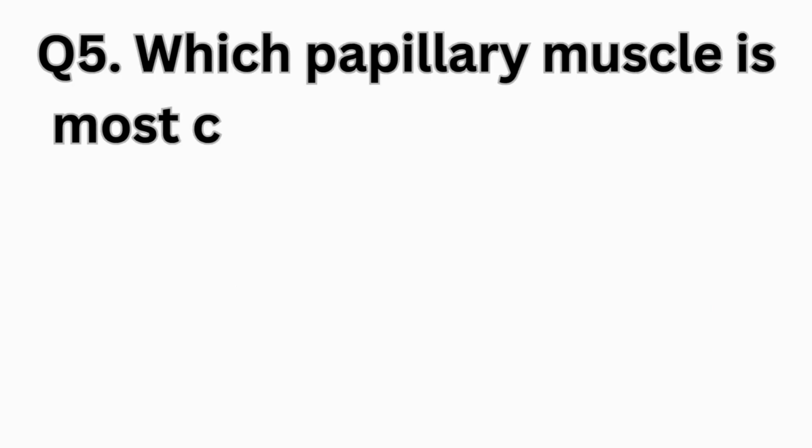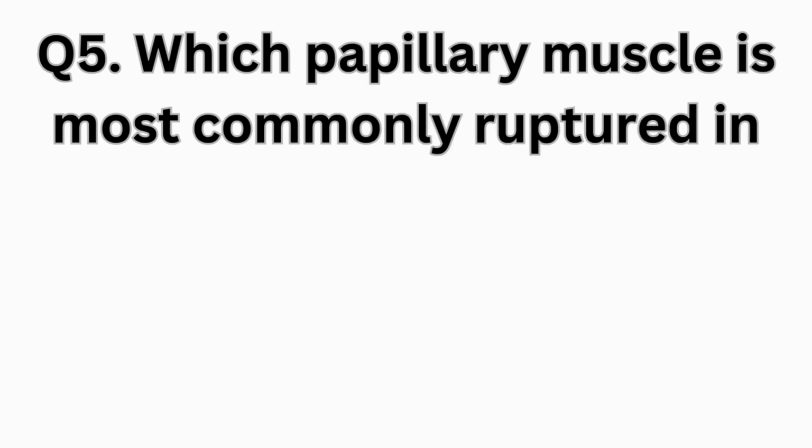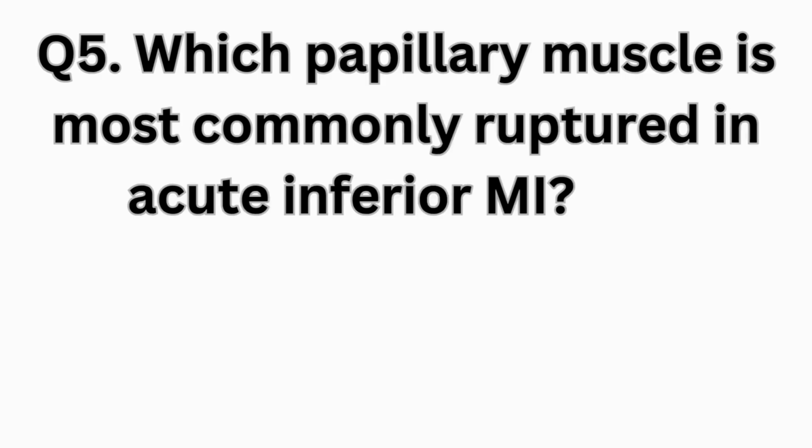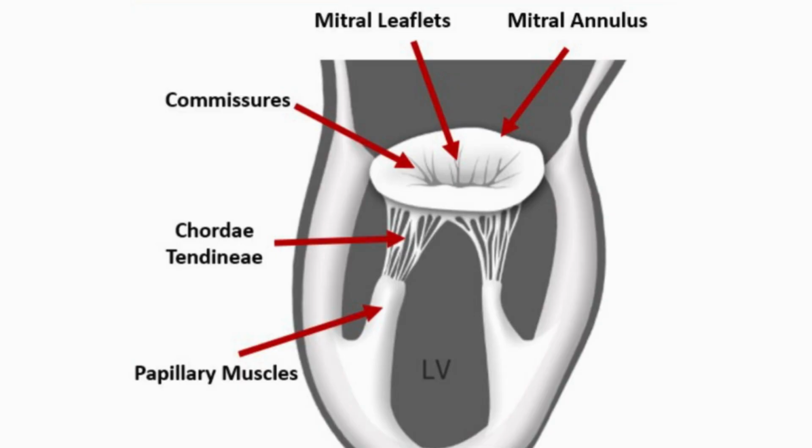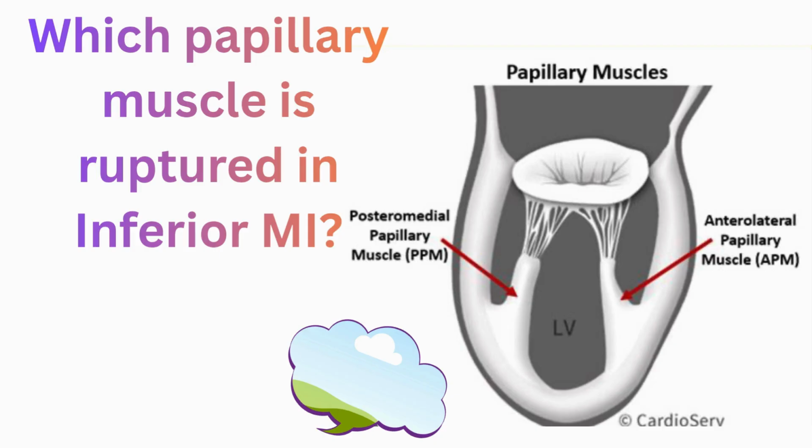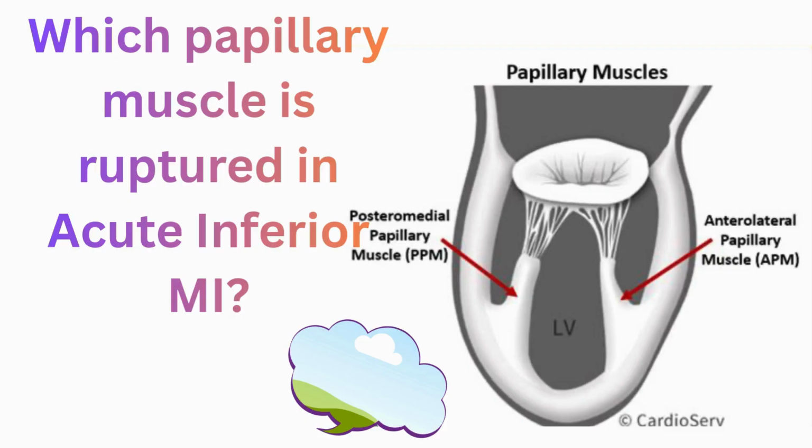Question 5. Which papillary muscle is most commonly ruptured in acute inferior myocardial infarction? Pause the video now. Type your answer in the comment below. Let us see those correct answers. At the end of the video, I will share the correct answer. Let's see which papillary muscle is most commonly ruptured in acute inferior MI.